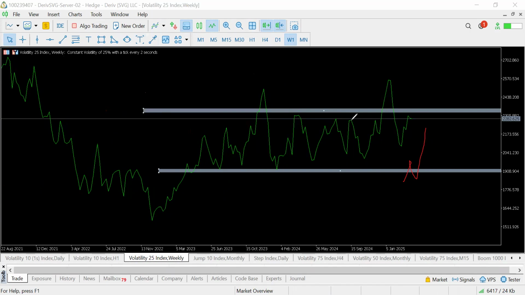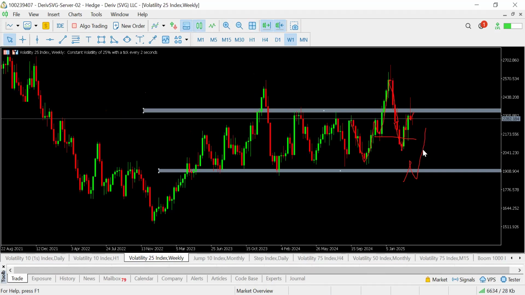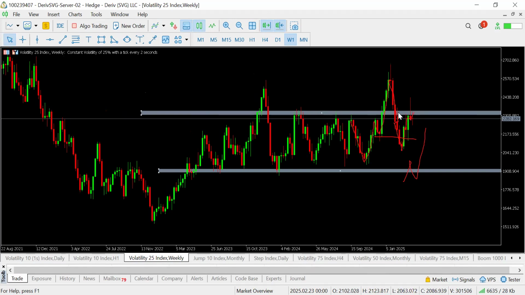I can take this as like a W. So instead of coming back down to test it, it broke below the final point and tried to come back up. So it tried to come back up, but currently it's at the top of the range.